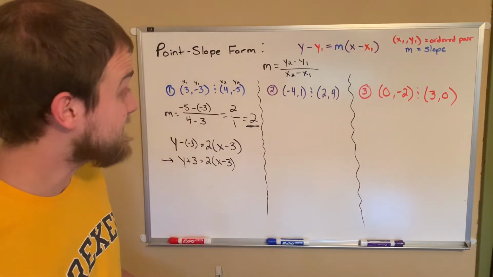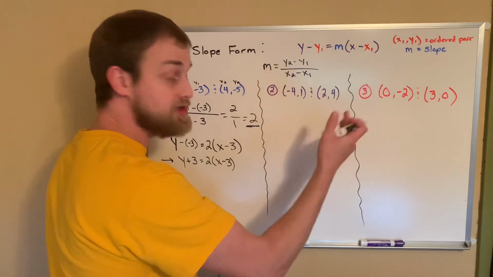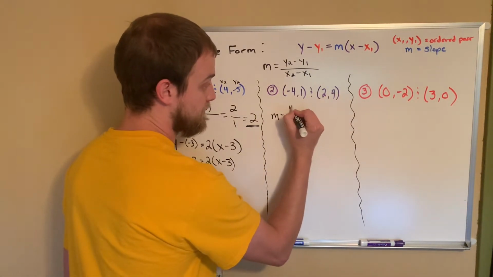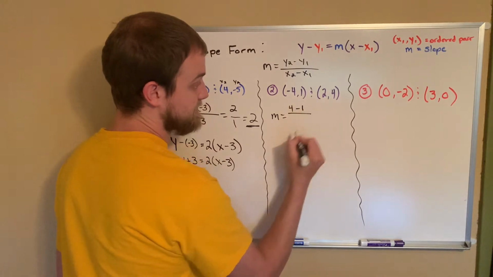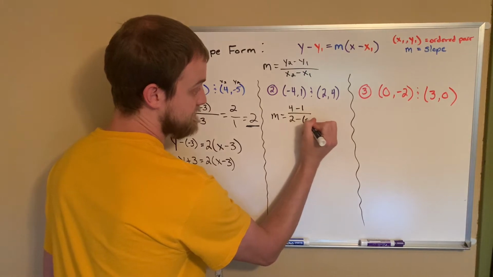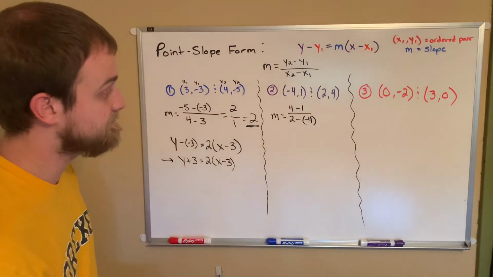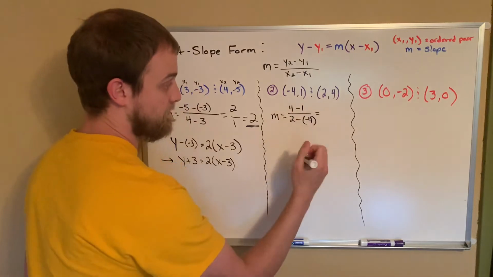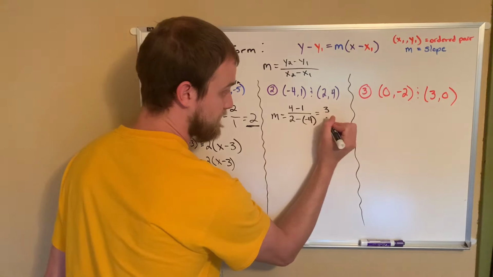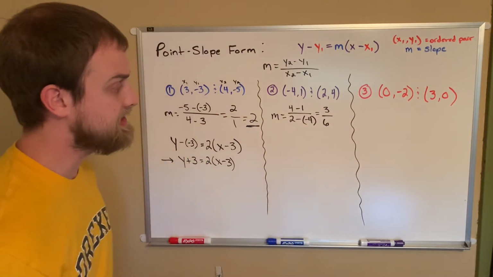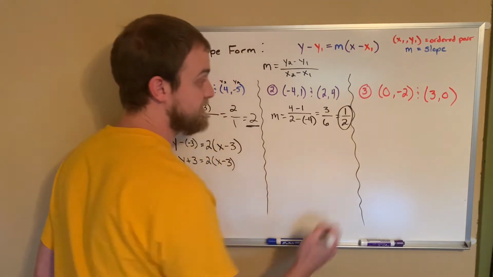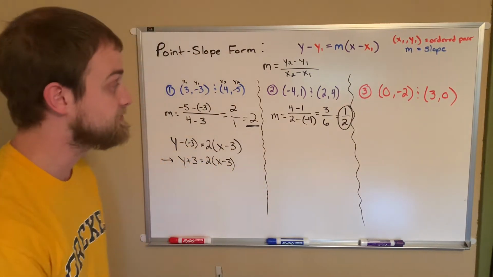So for our second example, it's going to be the same process. We still need the slope, so let's find that. M equals, my y sub 2 is 4, my y sub 1 is 1. 4 minus 1. 2 is my x sub 2 minus my x sub 1, which is negative 4. 4 minus 1 is 3. 2 minus negative 4 is 6. Now, if you're good with reducing, you'll know that this is actually the fraction 1/2. So we found our slope to be 1/2, and now we're ready to write our point-slope form.